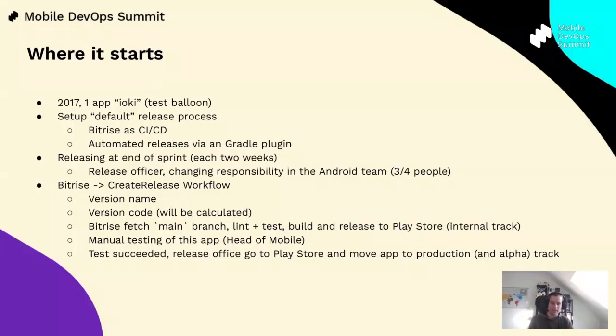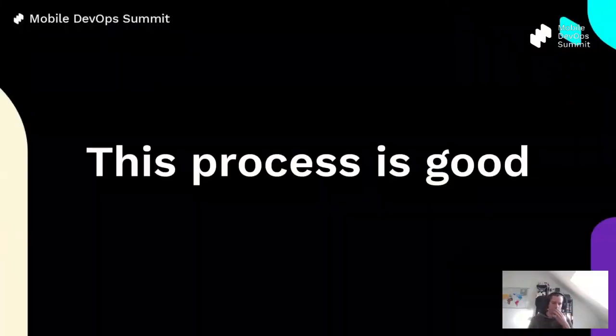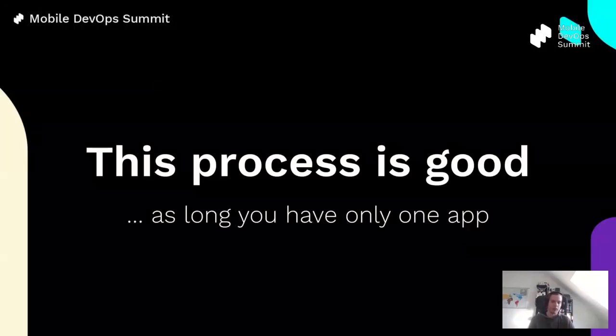And in case the test succeeded, the release officer went to the Play Store and moved the app from the internal track to the production and the alpha track. And well, this process is good and it's a nice process as long as you have only one app or at least not more than a handful of apps.